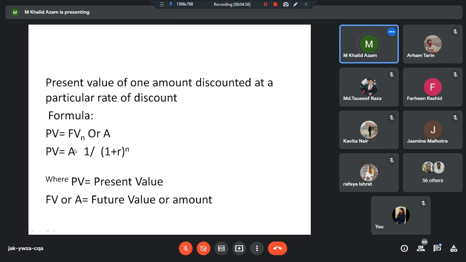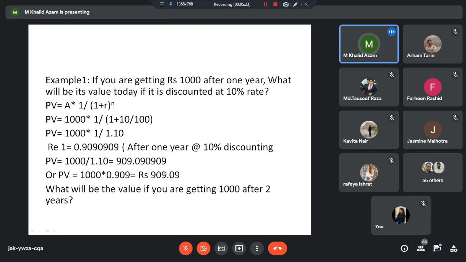So the present value will become the amount multiplied by 1 divided by 1 plus r to the power n. If it is a 1 year period, naturally this n will be 1, and whatever the rate is, it may be 10%, 12%, 13%, whatever. So 1 plus r to the power n and the amount whatever you are receiving, when you multiply, you will get this. We have already discussed this, just to brush it up. I have taken this time. Now see your example. If you are getting 1000 after 1 year, what will be its value today if it is discounted at 10% rate?